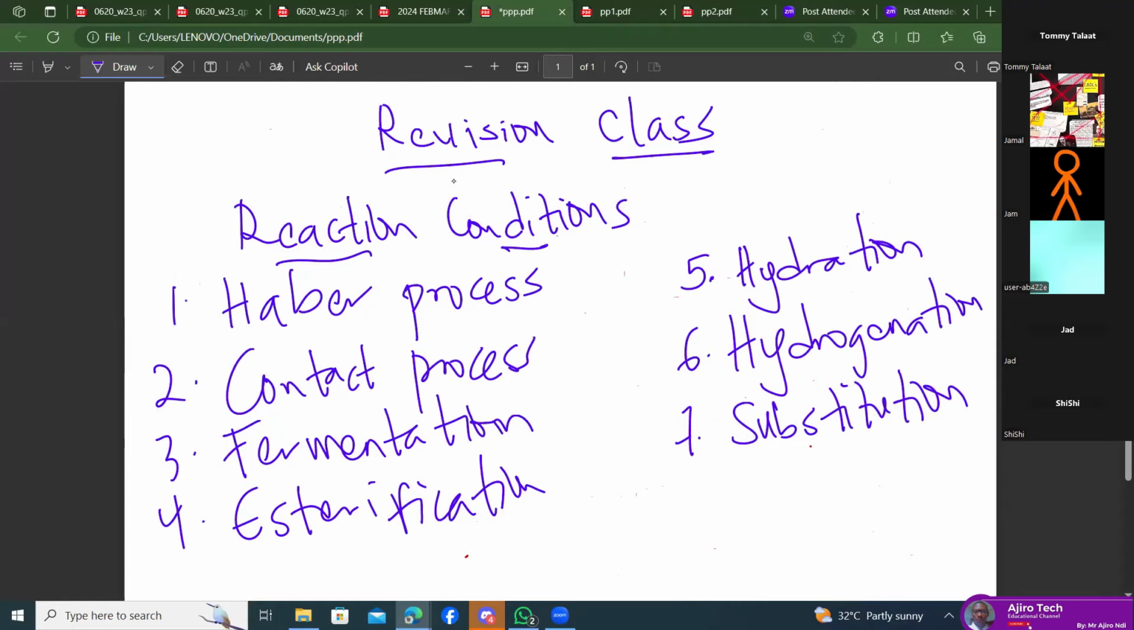Now, you must know the reaction conditions and equally the reactants or the reagents used in some of these processes. So if you've not done this, you're going to use this class to quickly revise it and prepare yourself to know them before going in, because you can be asked any of this. So let's begin with the Haber process.